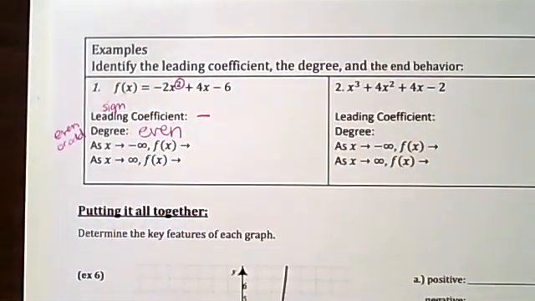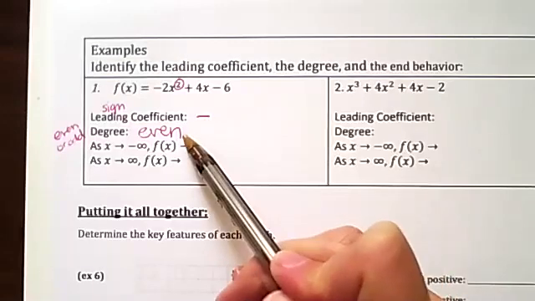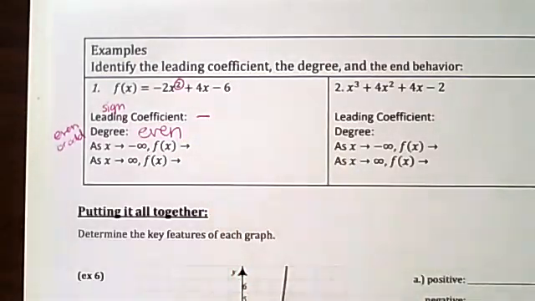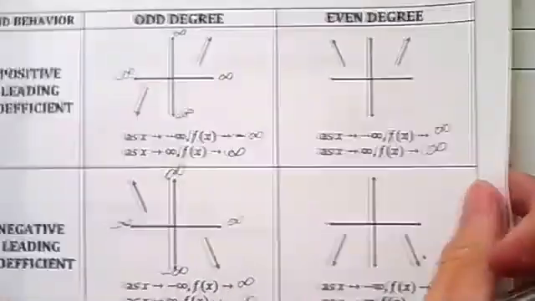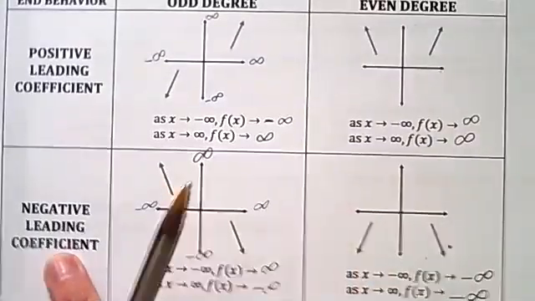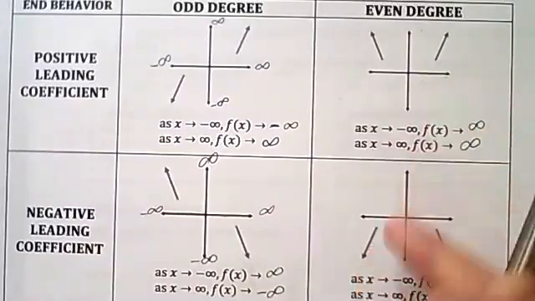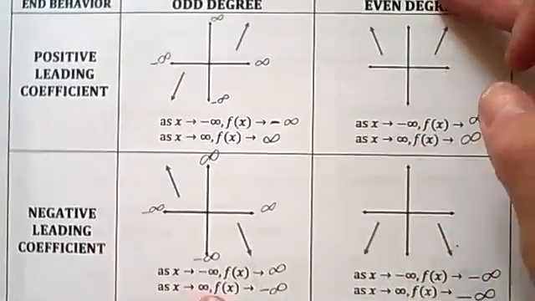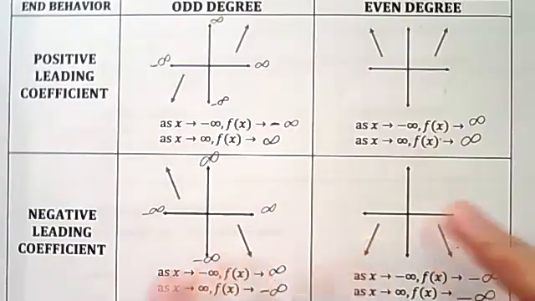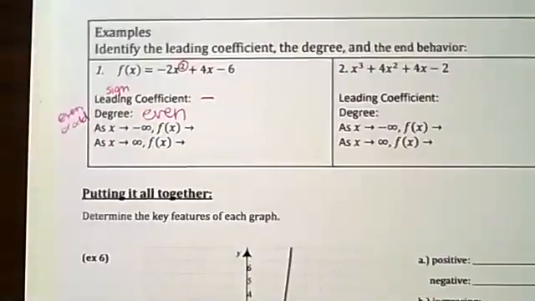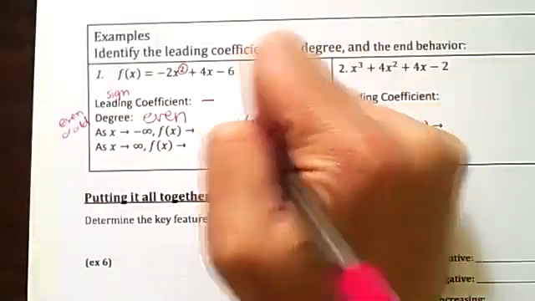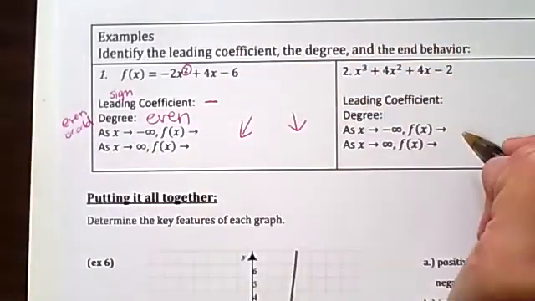So then you look at your chart. We have a negative leading coefficient with an even degree. So I just like to see where it's going to point. Negative leading coefficient, even degree, looks like this. See, even, negative, so they both point down. So what I like to do is next to the problem, I like to just show that they're both pointing down.